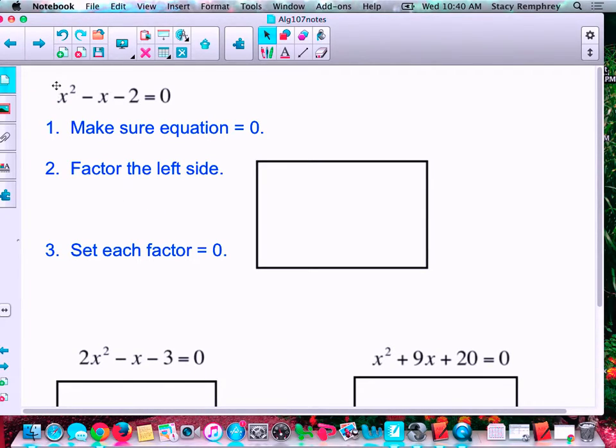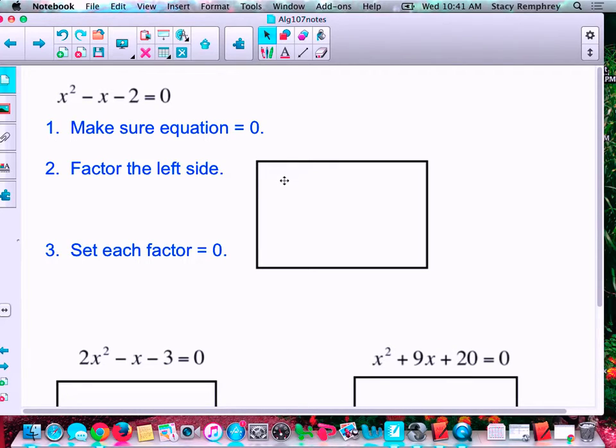So one quick way to check, I'm going to show you another way when we get into something called the discriminant, is to take the number in front of the x squared. Here it's a 1. Multiply it by the last number, negative 2. 1 times negative 2 is negative 2. Can you think of 2 numbers that multiply to be negative 2 and add to be negative 1? Hopefully you're saying yes, negative 2 and positive 1. If you can say yes to that, that means you can factor it.